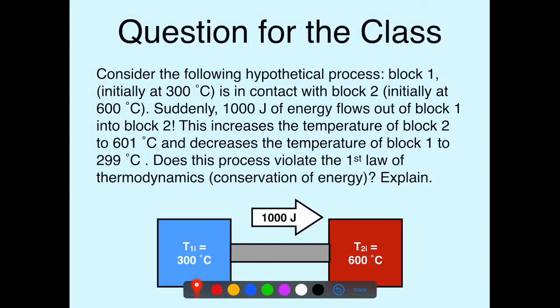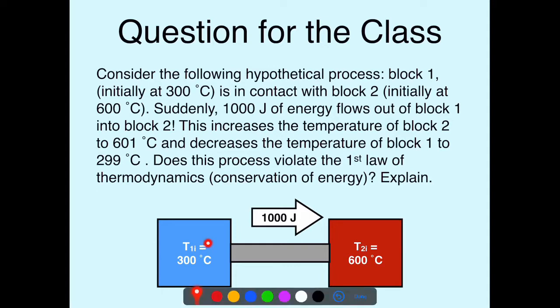Okay, so the answer to this is no. It doesn't violate conservation of energy. It doesn't violate the first law of thermodynamics because all that's happening is we're taking 1,000 joules of energy, which was initially contained in this cold object, and it's just moving over here to this hot object. So energy moving from one place to another doesn't violate the first law because you're not creating energy out of nothing. You're not destroying energy. Energy is conserved, right? It's just moving from one place to another. That's totally fine.